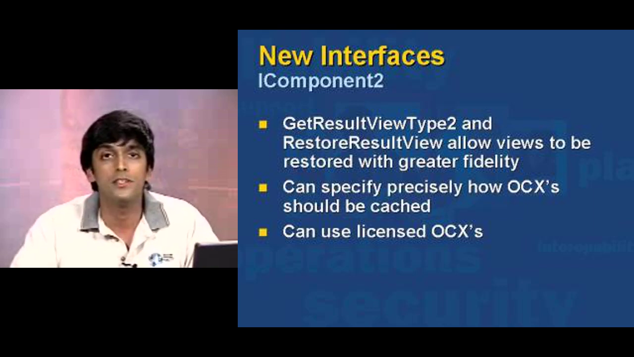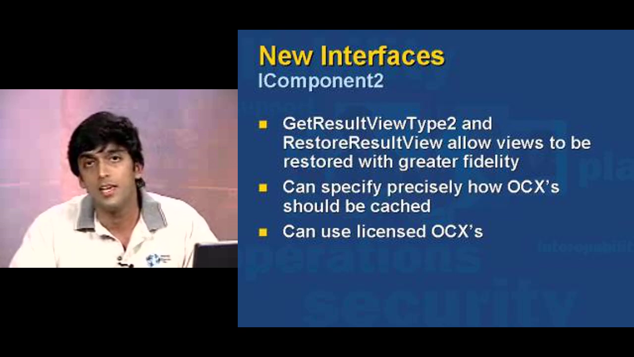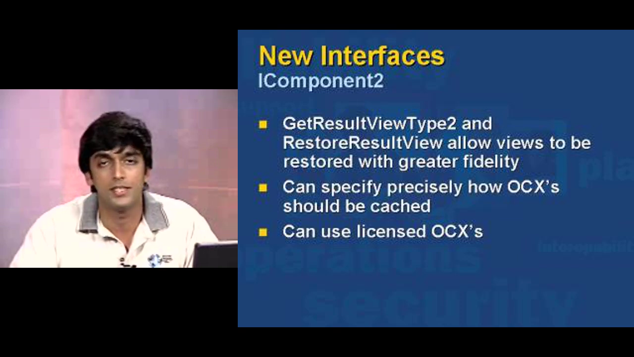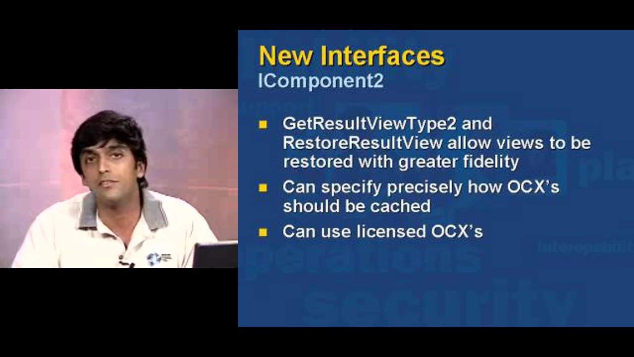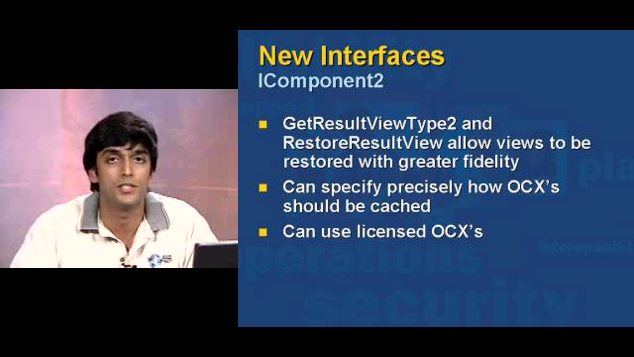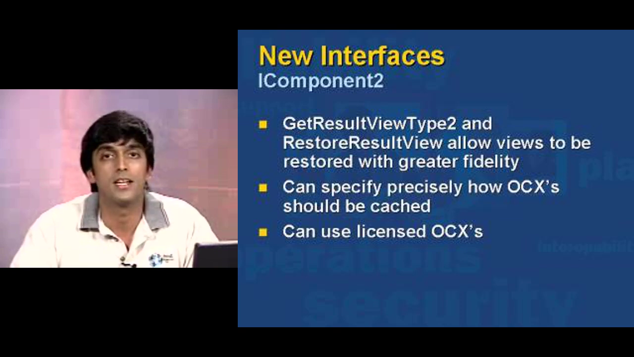In addition, GetResultViewType2 allows snap-ins to create OCXs and hand an interface pointer back to MMC. In MMC 1.x, if a snap-in required an OCX in the result pane, the snap-in would pass MMC the class ID of the OCX, and MMC would then create the OCX. This was limiting for a couple of reasons. One was that snap-ins were not free to reuse the OCX as and when they wished. MMC 1.x had a fairly simple OCX caching algorithm. And secondly, it became difficult to use licensed OCXs within MMC.